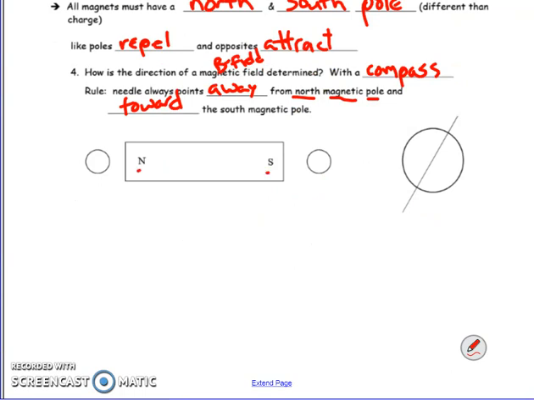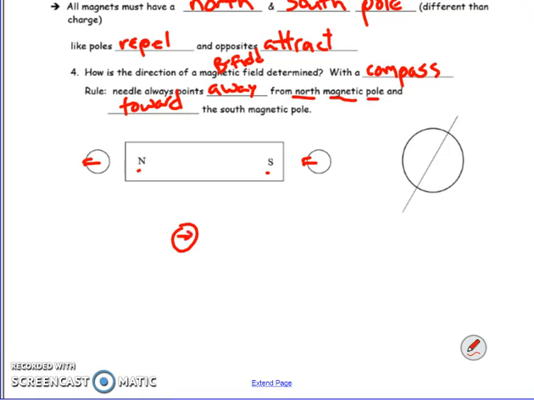These circles represent a compass. And so if I were to place a compass to the left of the north, by the rule, the needle would point away from the north. And as we move it to the south, we would have to point toward the south. We will learn in a minute, what if we put the compass right there, which way would it point? Spoiler alert, it would point this way.